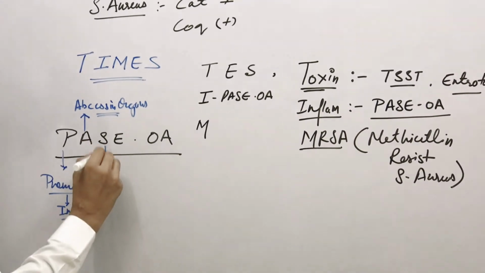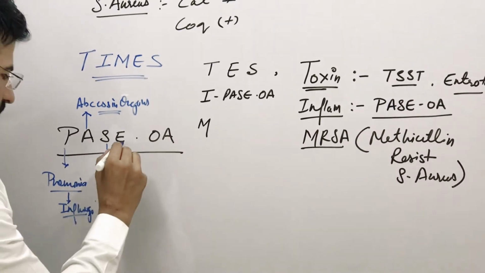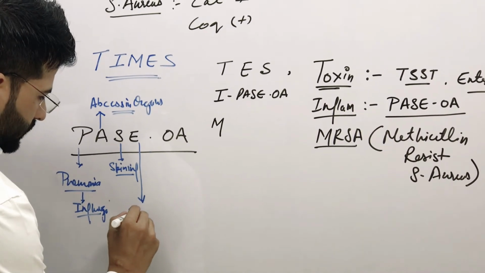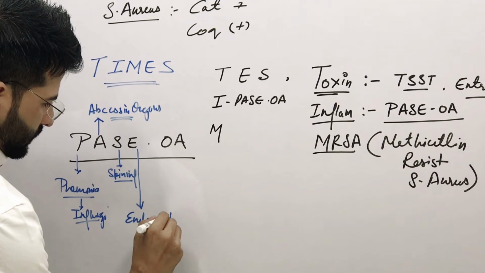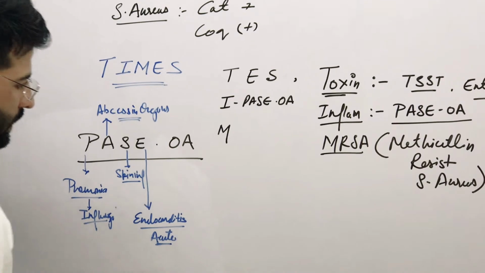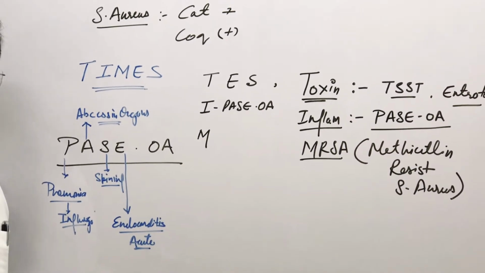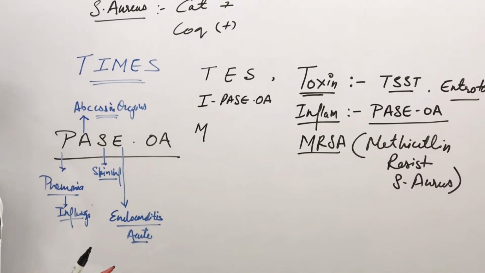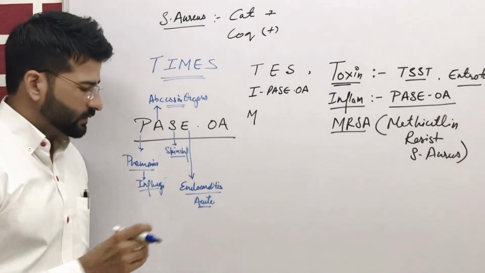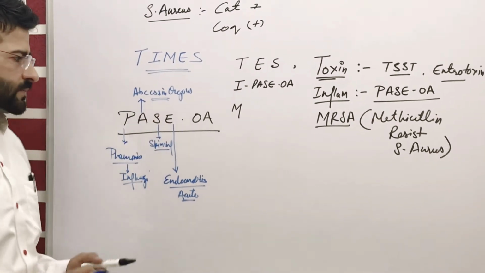Staph aureus causes skin infections, and staph aureus is one of the most important causes of endocarditis. Which endocarditis? Acute endocarditis. Acute endocarditis is the endocarditis which is inflaming the valves of the heart which are normal. There is no disorder to the valve. If some vegetation is growing on the normal valves, it is called acute endocarditis. One of the most important causes is staph aureus.